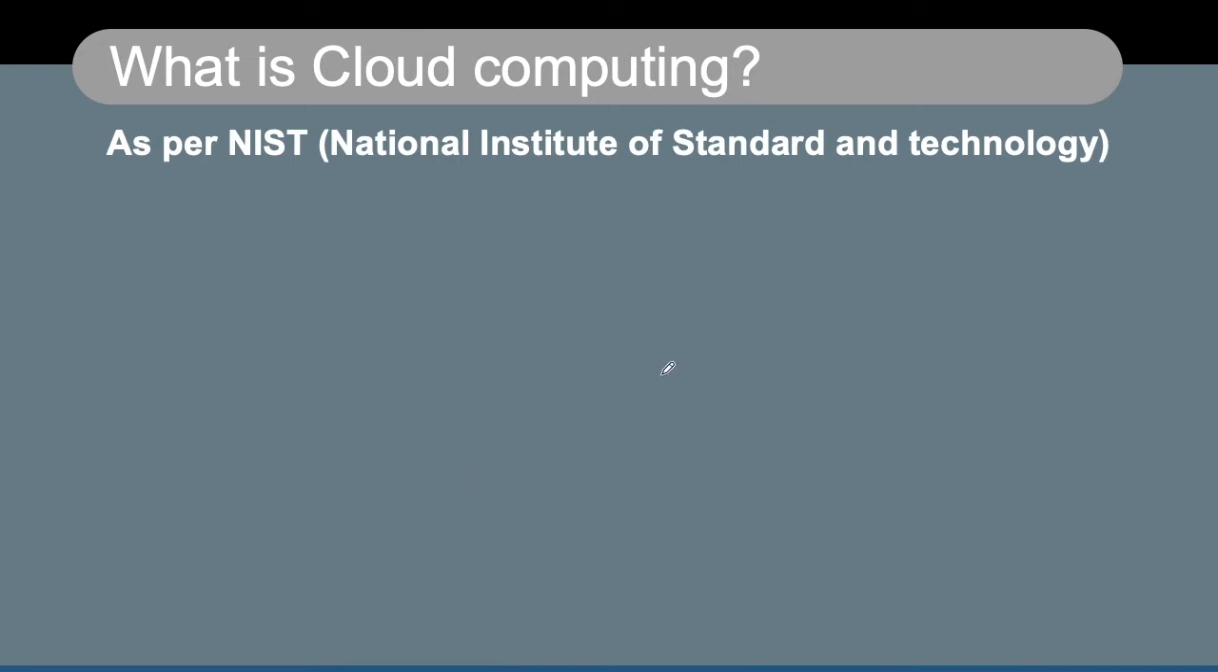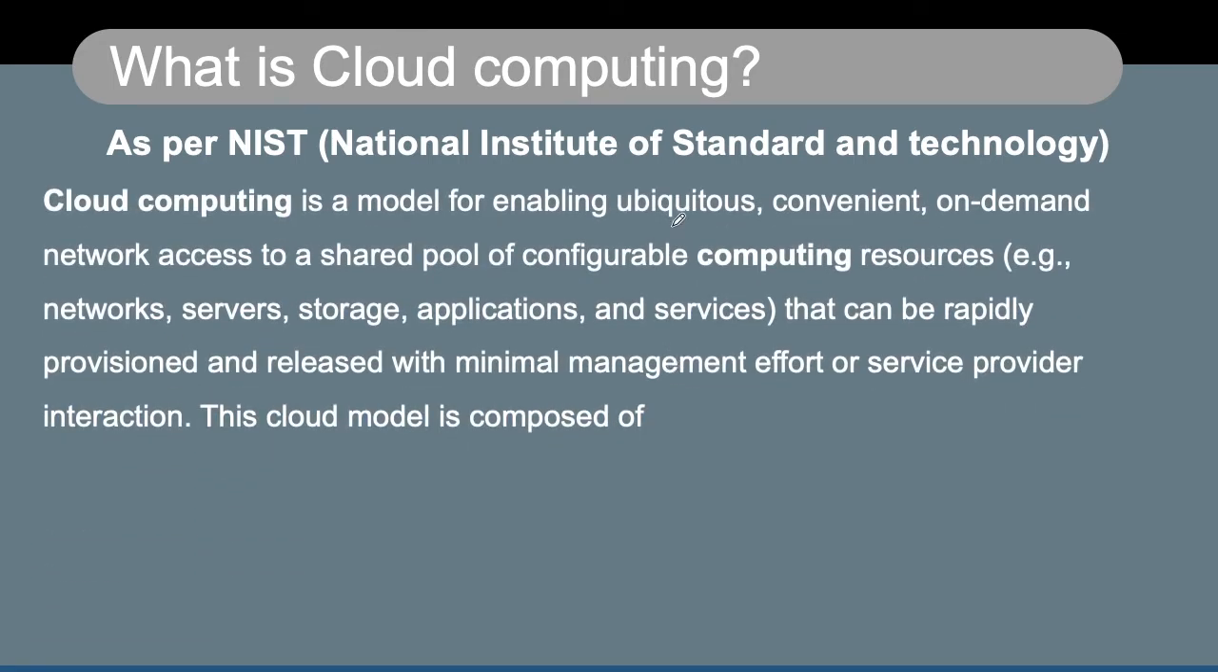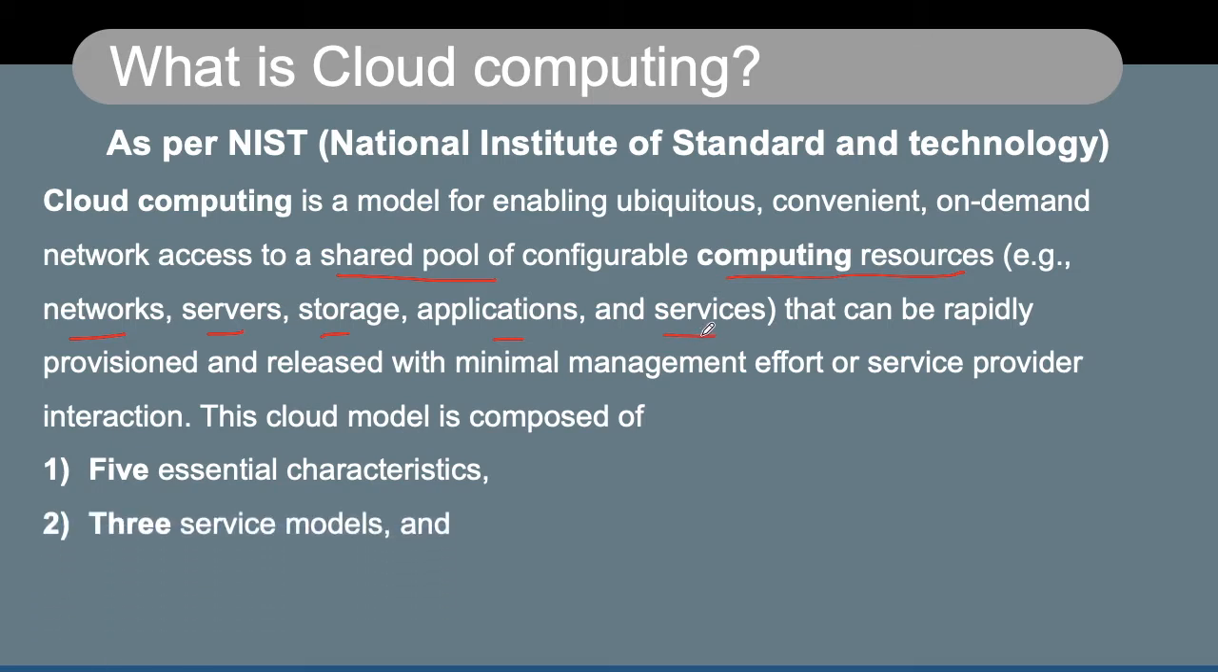As per the NIST definition, cloud computing is all about a shared pool of configurable computing resources, which can be network, servers, storage, applications and services. It has 5 essential characteristics, 3 different service models and 4 deployment models. In this session, we are going to talk about the 5 essential characteristics and their limitations, functions and features.